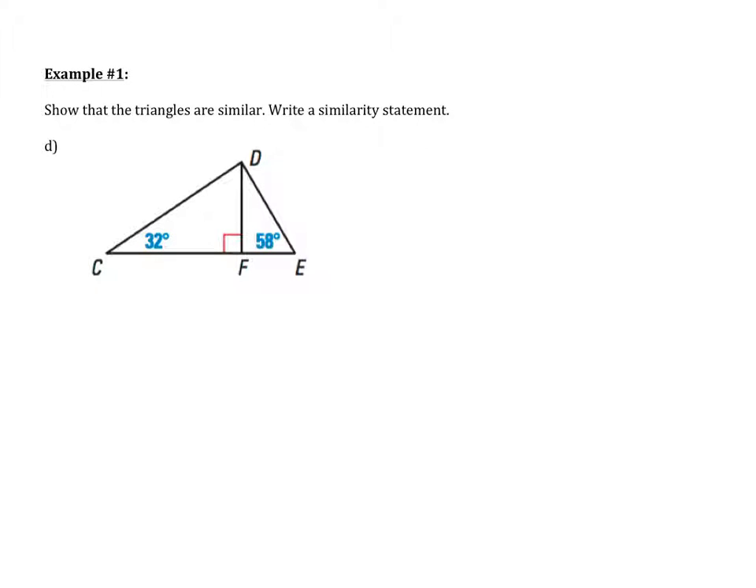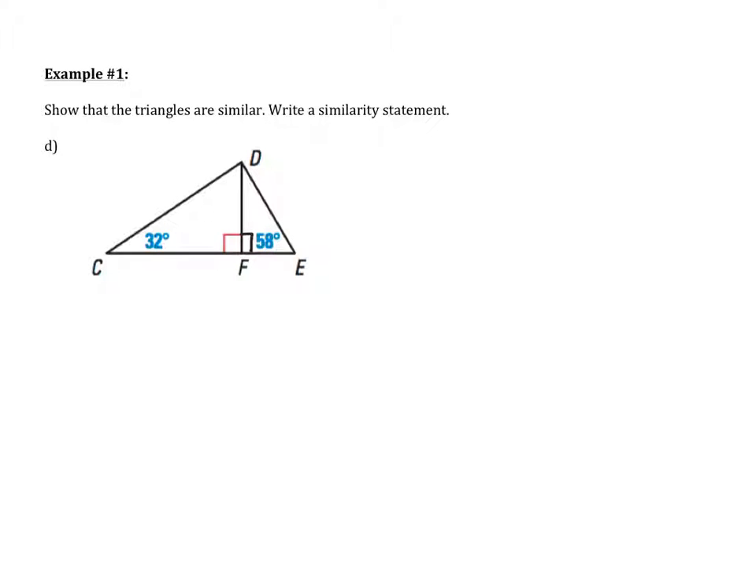And now on to part D. We're still showing that the triangles are similar, and then we'll write a similarity statement. So you can see here we have two triangles that are sharing a side. So we're going to show that this triangle is similar to this triangle. So to start, we see we have a right angle. Because that would be a linear pair with this angle over here, we can assume that this angle is also 90 degrees.